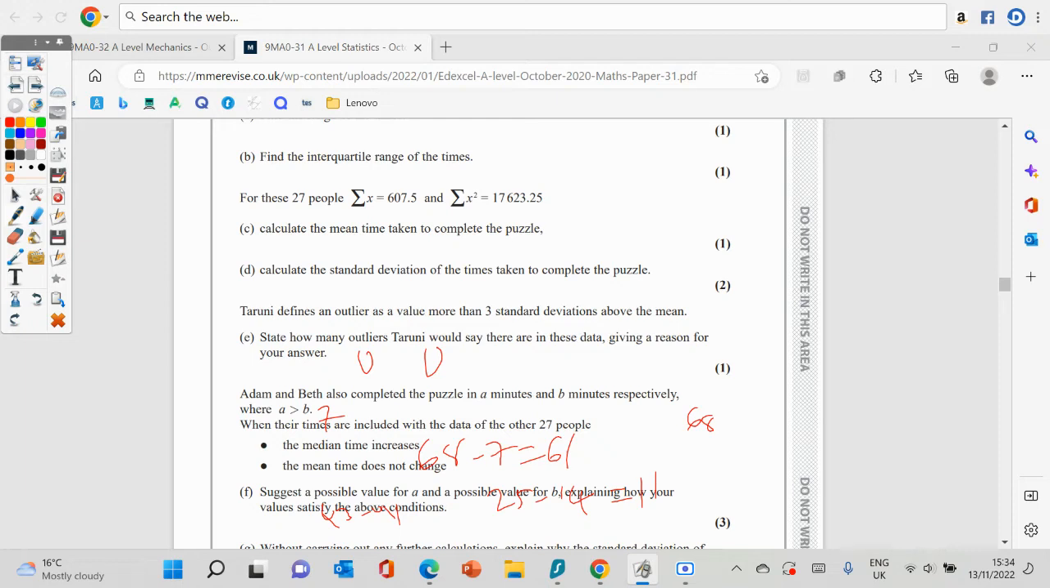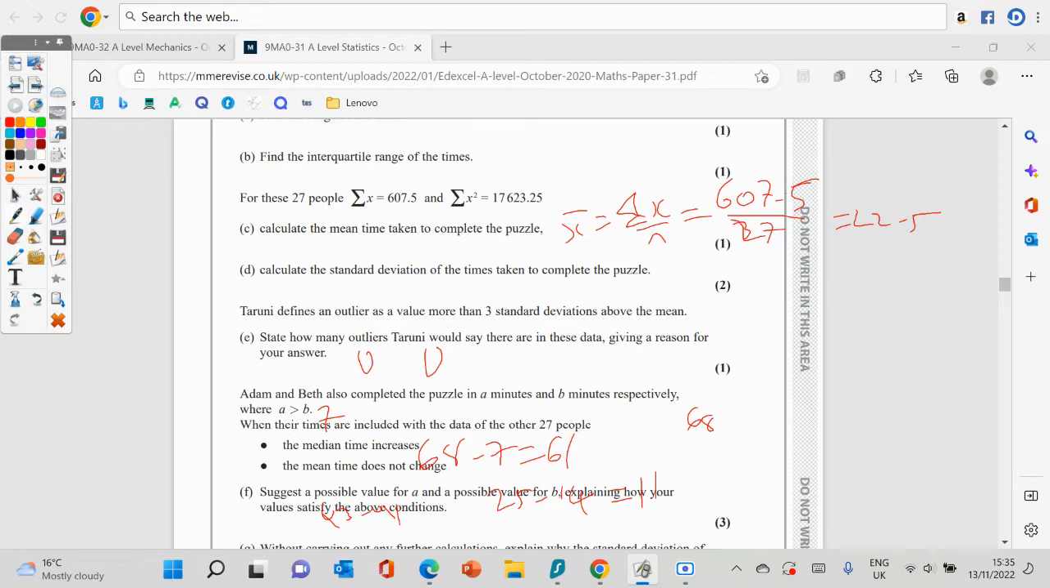So the mean in sigma notation would be x bar, the sum of x over n. So the sum of x is 607.5 divided by 27, which gives you 22.5 on your calculator. Cool.